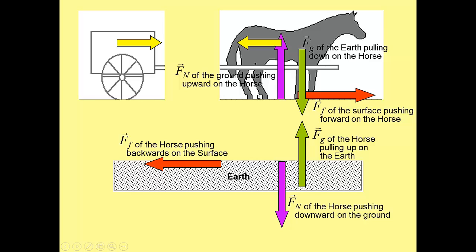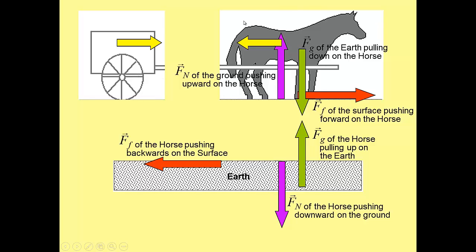The horse is pushing backward on the surface of the earth, force of friction, and the surface of the earth is pushing forward on the horse. Another force, friction. So if we just focus on the horse, which is what we've traditionally done, right? Traditionally, we haven't drawn all these other halves of the pairs, but they're there.